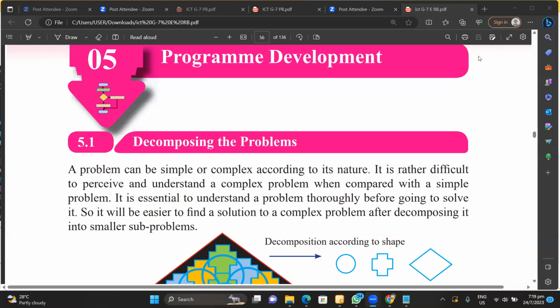Because it is very important and we are continuing from that.